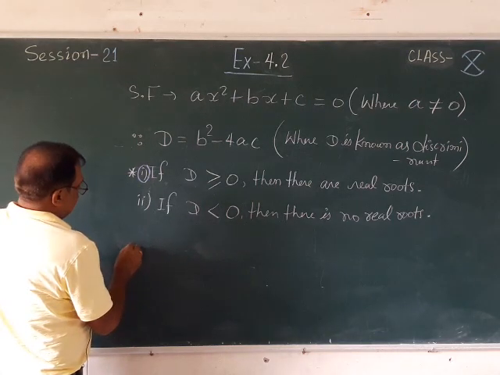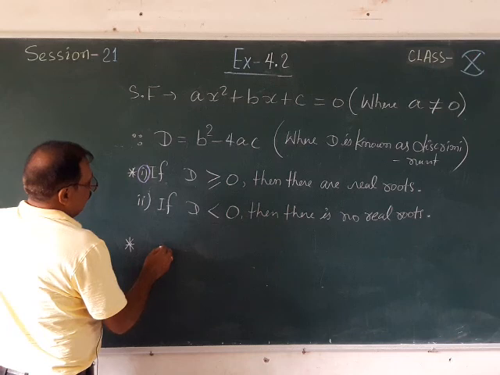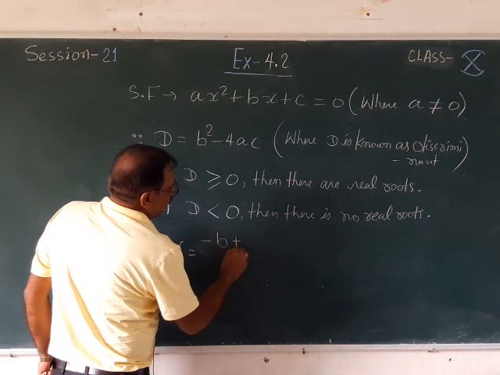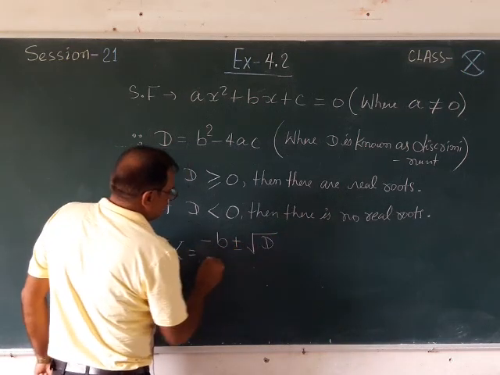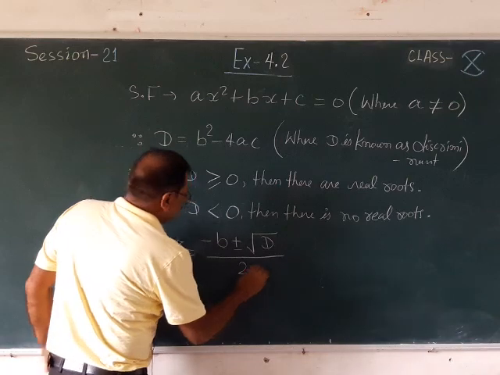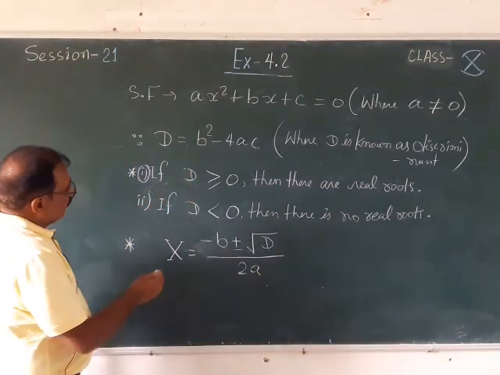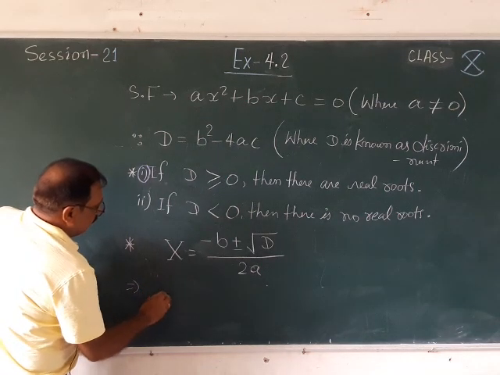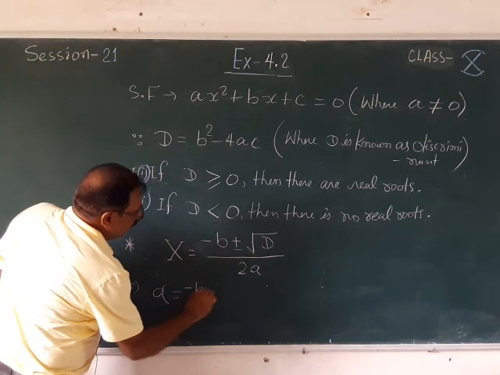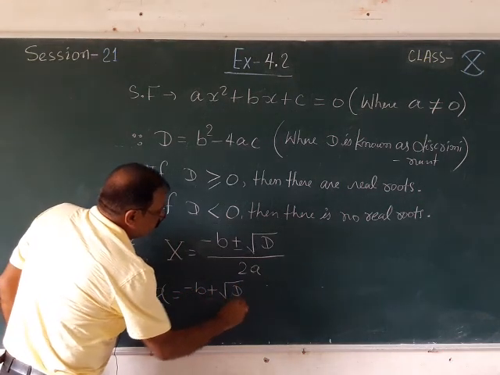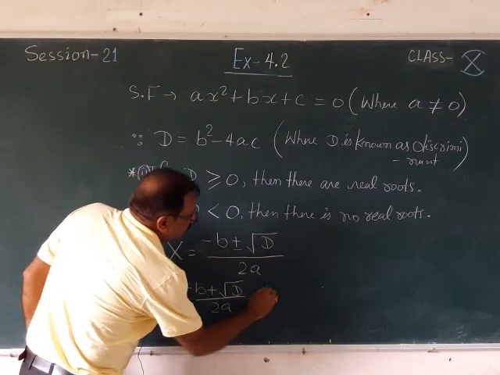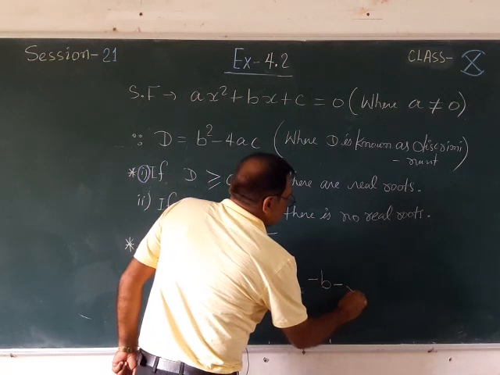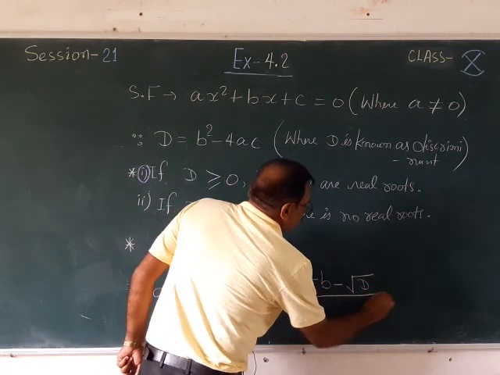then you can find the roots. Roots means the value of x. x will be minus b plus or minus under root D upon 2a, by this formula. Here x refers to alpha and beta. It means alpha is equal to minus b plus under root D upon 2a, and beta means minus b minus under root D upon 2a.